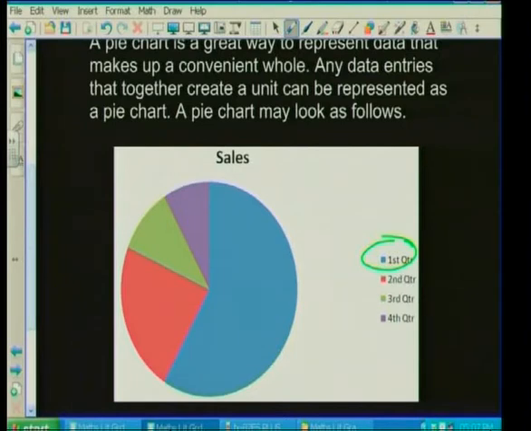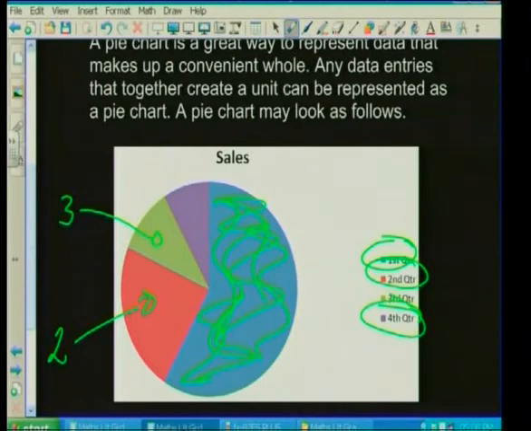Now, that's quite a bit, hey? This whole section over here shows the sales made in the first quarter of the year. The red represents the sales we made in the second quarter. My green represents the sales I made in my third quarter. And finally, the purple is showing the sales that were made in the fourth quarter.